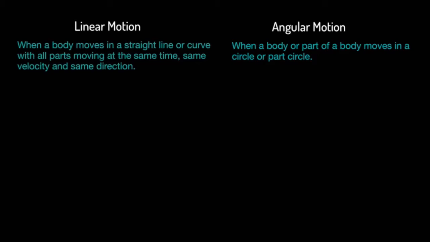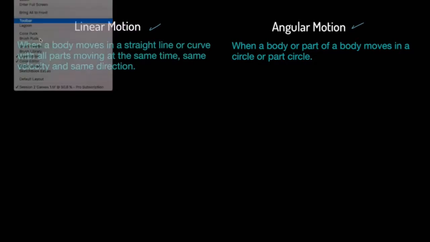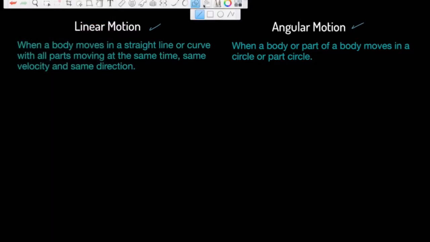We want to look at the notion of linear motion and the notion of angular motion. And let me be clear, we're going to do a whole heap more work on each of these. This is just the big picture. So what I'm going to do here is get my toolbar and make some kind of circle, a white circle.